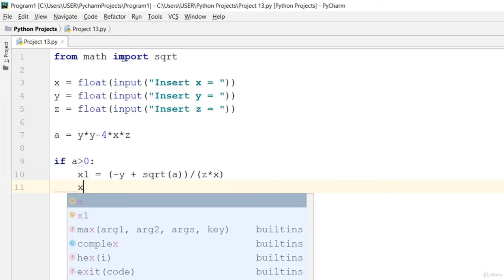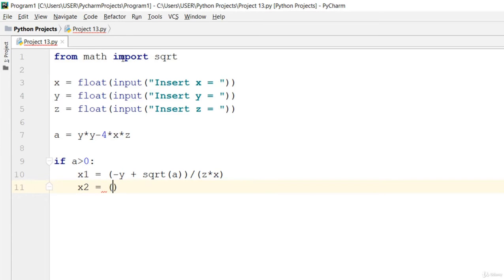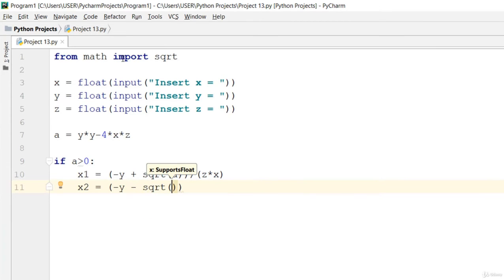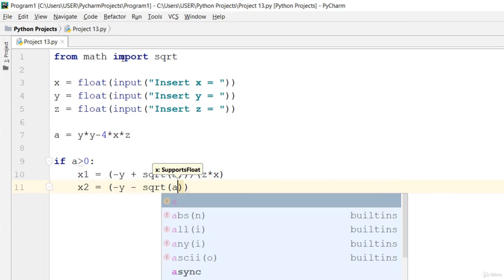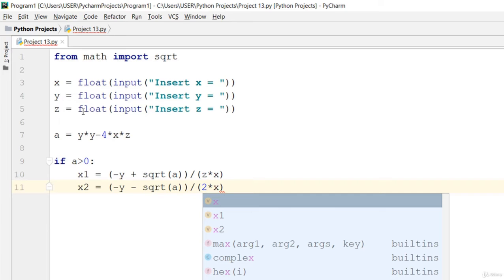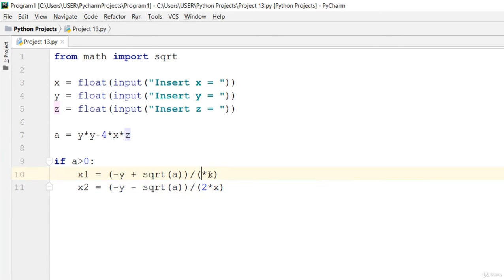and x2 is equal to negative y minus square root of a and go ahead and divide that by 2 multiply x. So the first one is also 2 multiply x and not z multiply x. That is 2 multiply x.